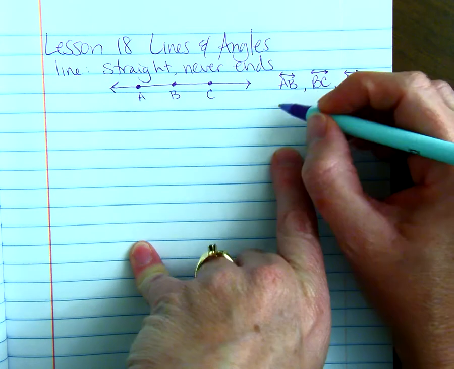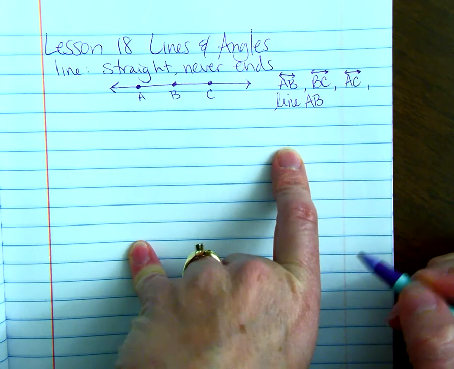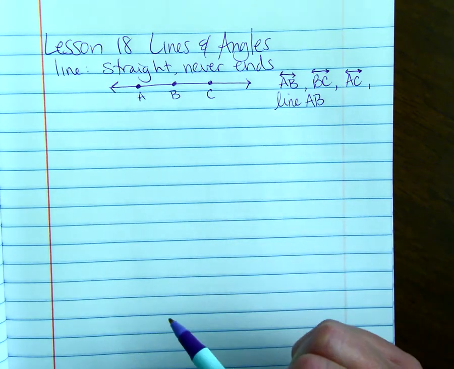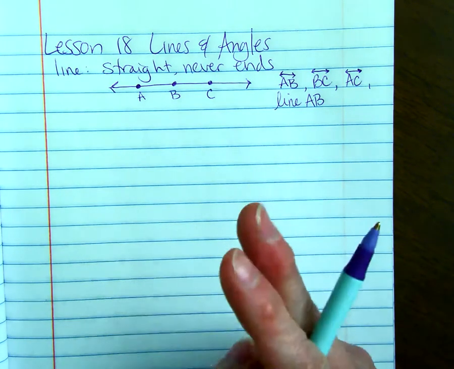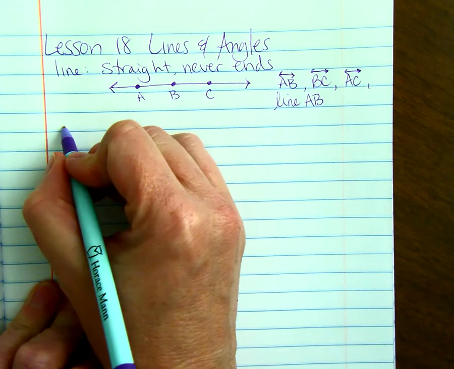We can use the word line and 2 letters, AB. So if you use the word line, you don't need the symbol. If you use the symbol, you don't need the word. But to name a line, the key point is 2 letters. That's all you use, 2 letters. Please don't use more than 2 when you're naming a line.